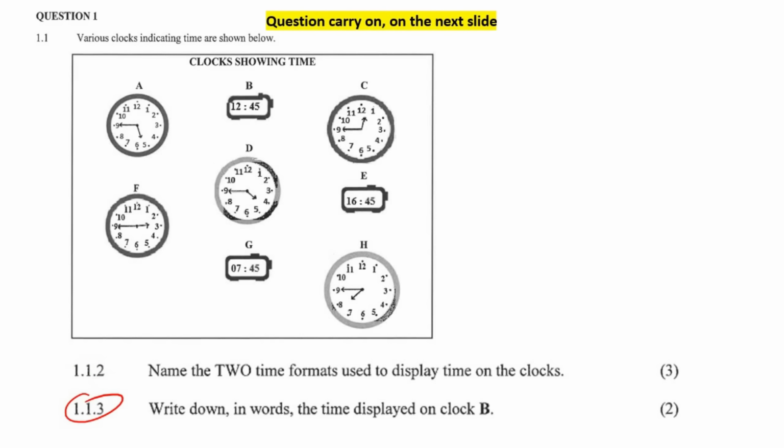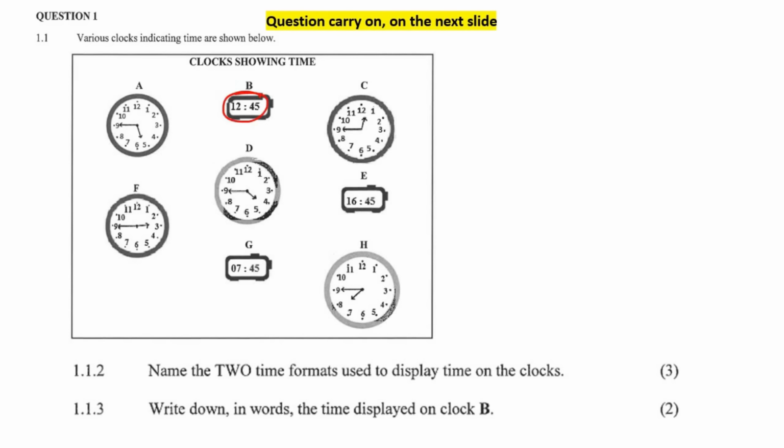Alright, this question over here says, write down in words the time displayed on clock B. So clock B, it's 12:45, right? So that means it's a quarter, so it's nearly 1 o'clock. So it's quarter to 1. So we can say quarter to 1.